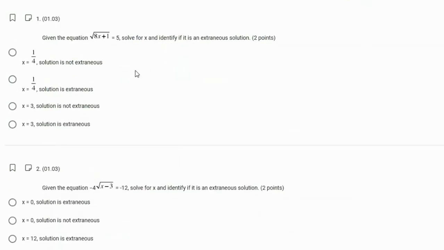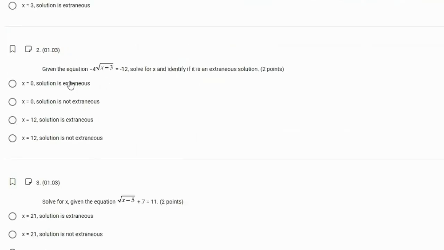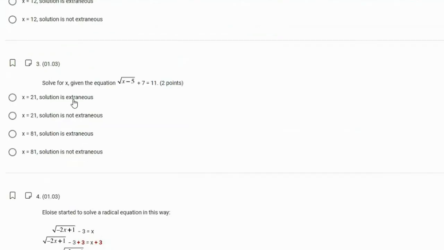The assignment for this one, square root of 8x plus 1 equals 5. Solve for x. And is it extraneous or not? Here's another one. Is it extraneous or not? So finding the solution is only half of it. You got to know if it works. Here's another one. This has a plus 7. You have to move first.